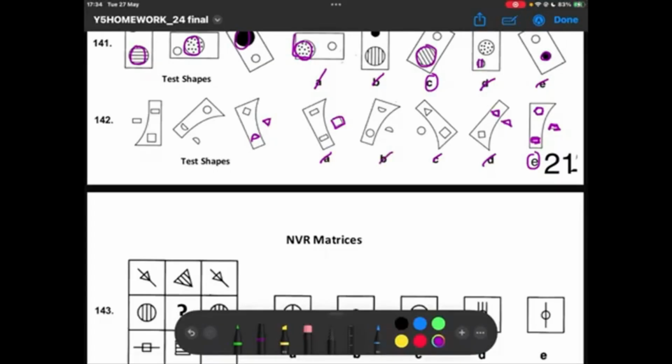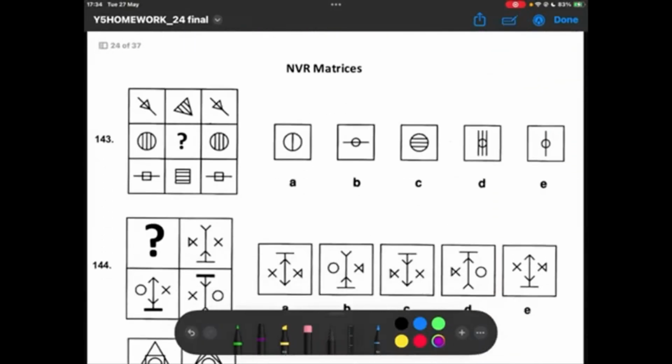And it's not B, because we've already got the circle one, and the outside shape is not orientated how it is here, so it's not B, it's E. Now onto these ones.